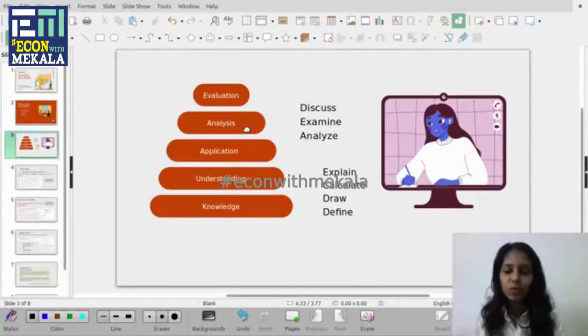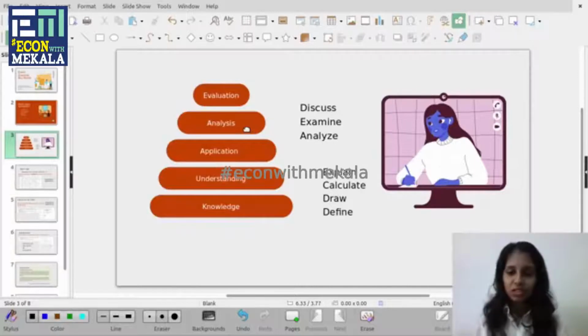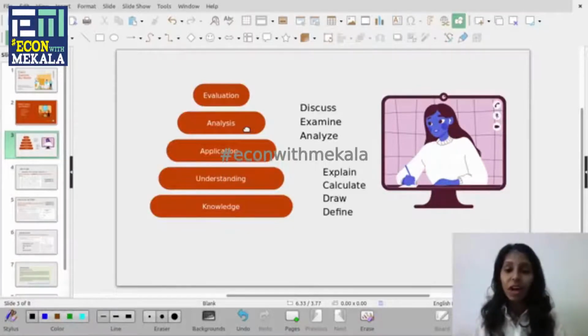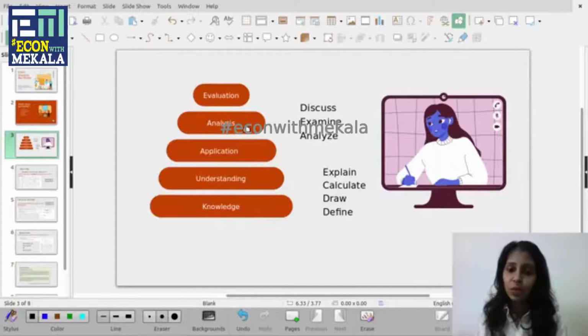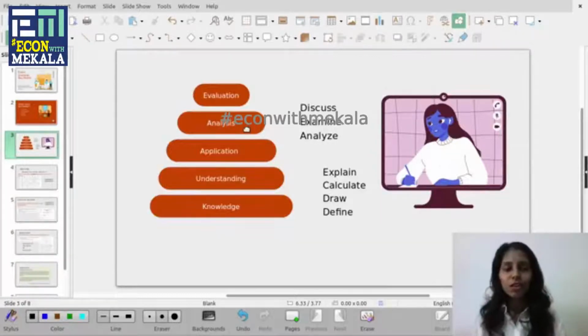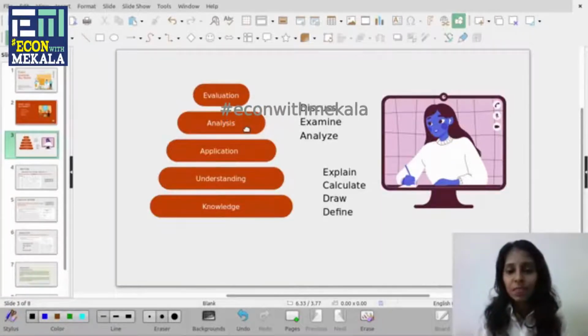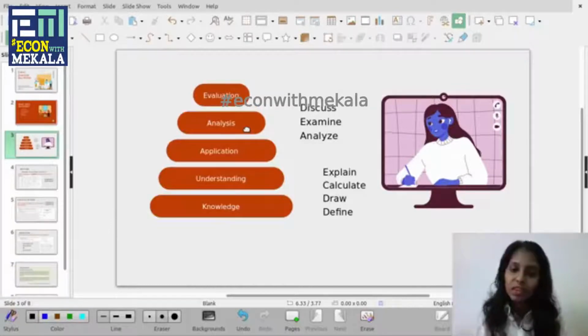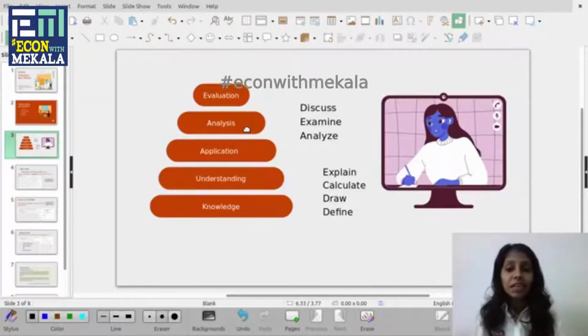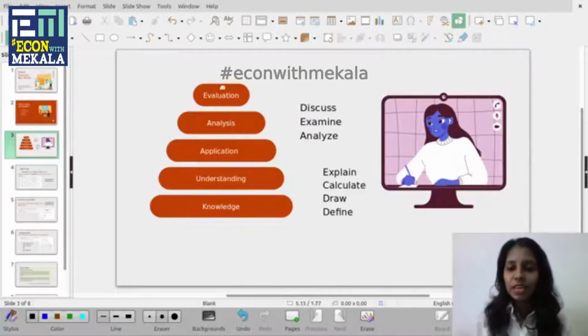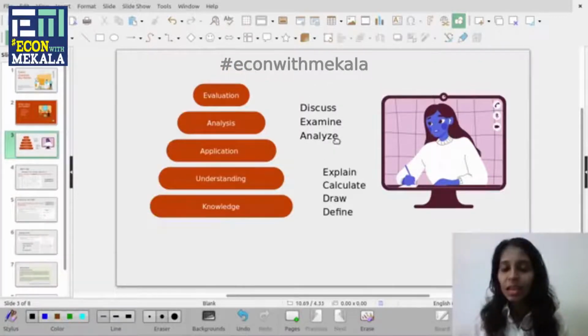Now we all know we have short answer questions like 2 marks, 4 marks or 6 marks. Our essay questions mostly start with 6 marks, 8 marks, 10 marks, 12 marks, and when you go to economics and business studies, you get even 20 marks questions. So most of your essay questions will have keywords like discuss, examine and analyze.